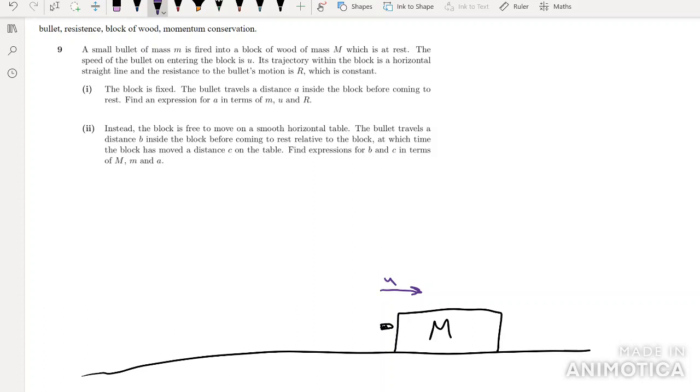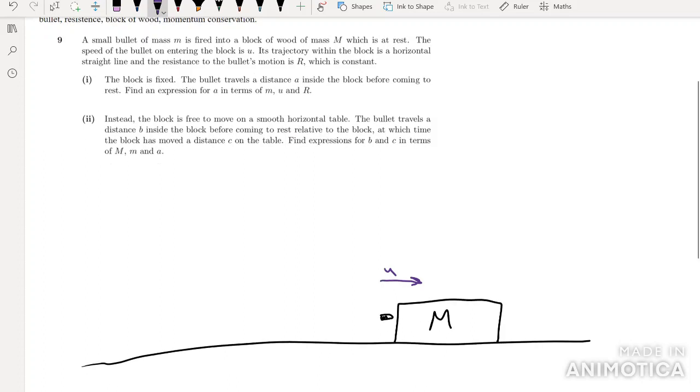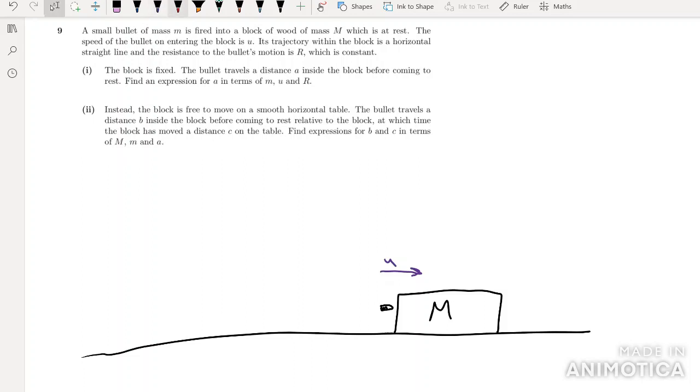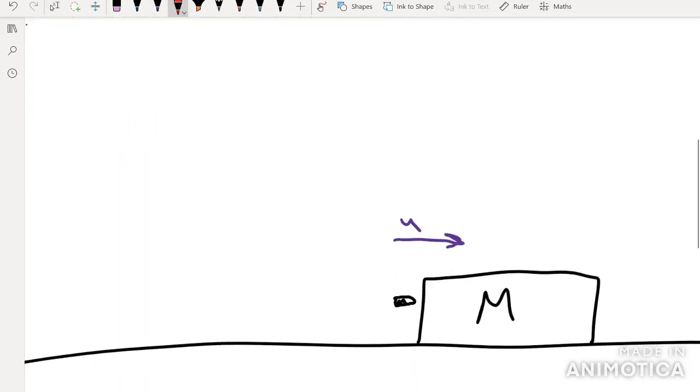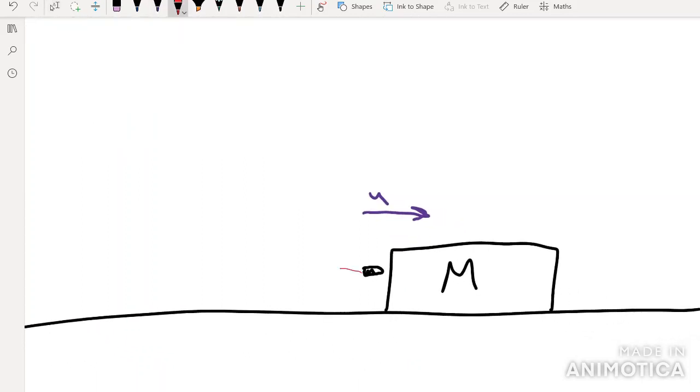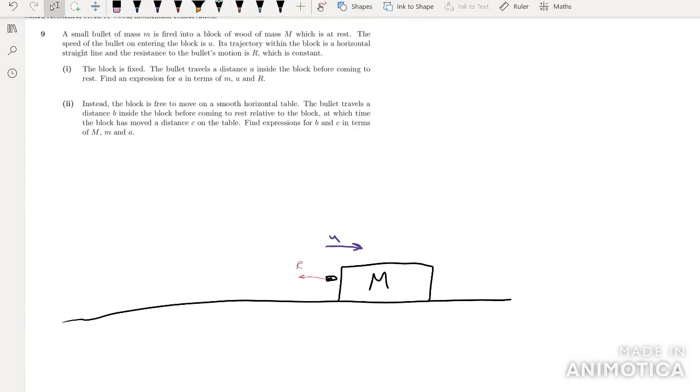Its trajectory within the block is a horizontal straight line, and the resistance to the bullet's motion is R, which is constant. In terms of forces on the bullet, all we've got is R backwards. The block is fixed. The bullet travels a distance A inside the block before coming to rest. Find an expression for A in terms of M, U, and R.